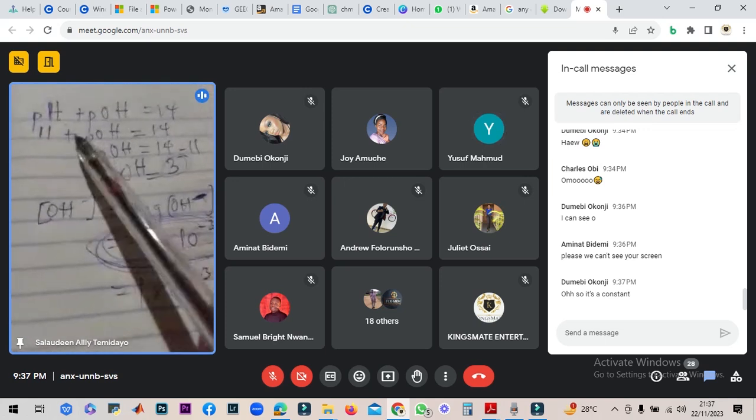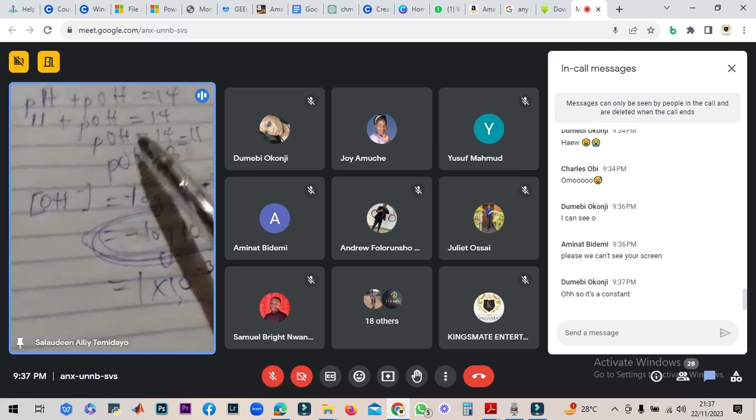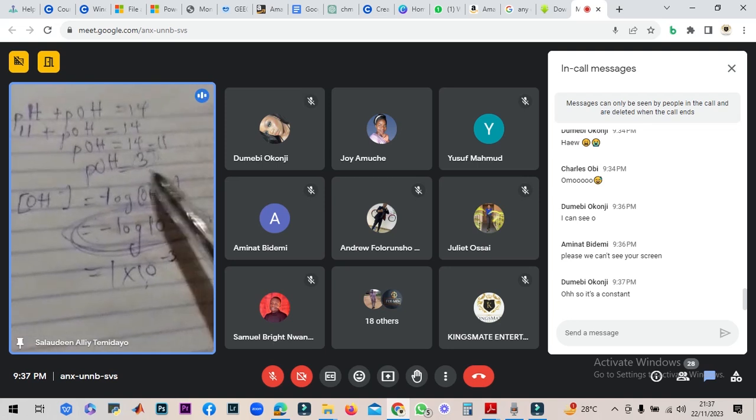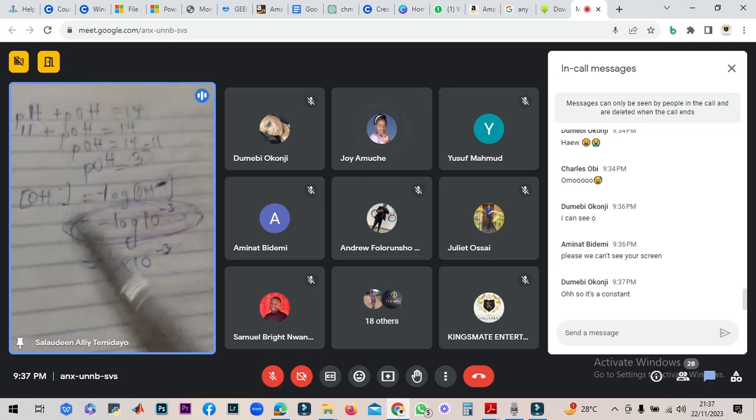So 11, which is the pH, plus pOH equals 14. So pOH equals 14 minus 11. So my pOH equals 3. So there's a logic here.